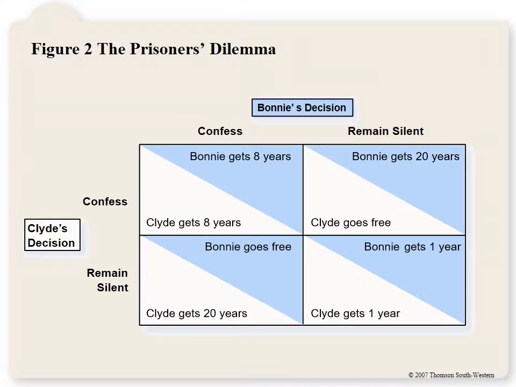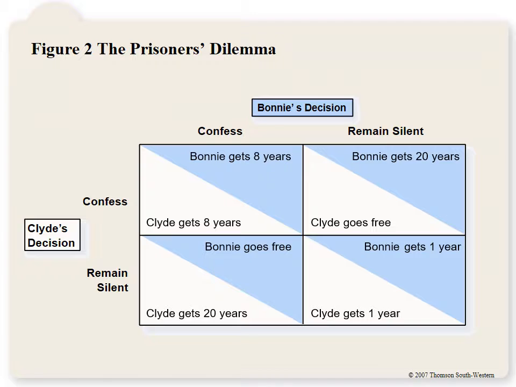All right, let's start with Clyde. If Clyde decides to confess, Bonnie has two choices here. Ignore the bottom row there. You're just looking at the top two squares, right? Let's say Clyde confesses. Bonnie has to decide, if Clyde confesses, I can do one of two things. I can confess and get 8 years, or I can remain silent and get 20 years. Well, which one sounds better to you? If you were Bonnie, would you rather get 8 years in jail or 20 years in jail? Well, that's pretty easy. Clearly, Bonnie would rather confess.